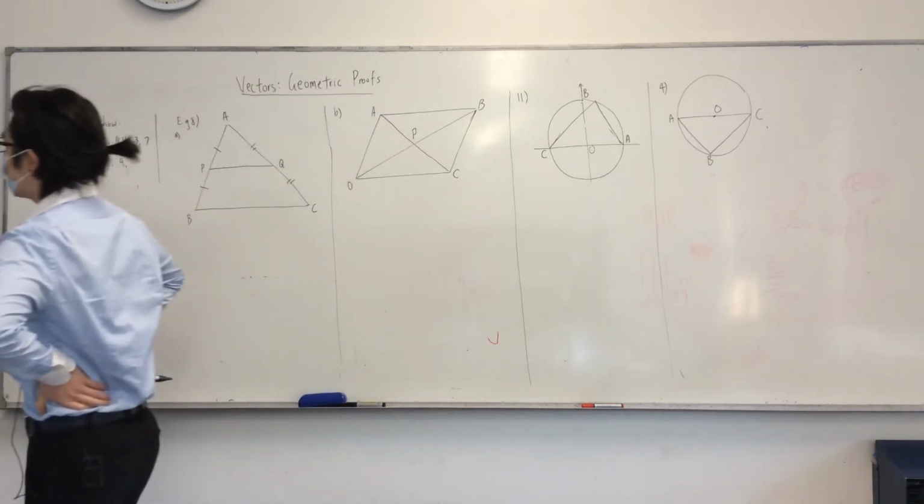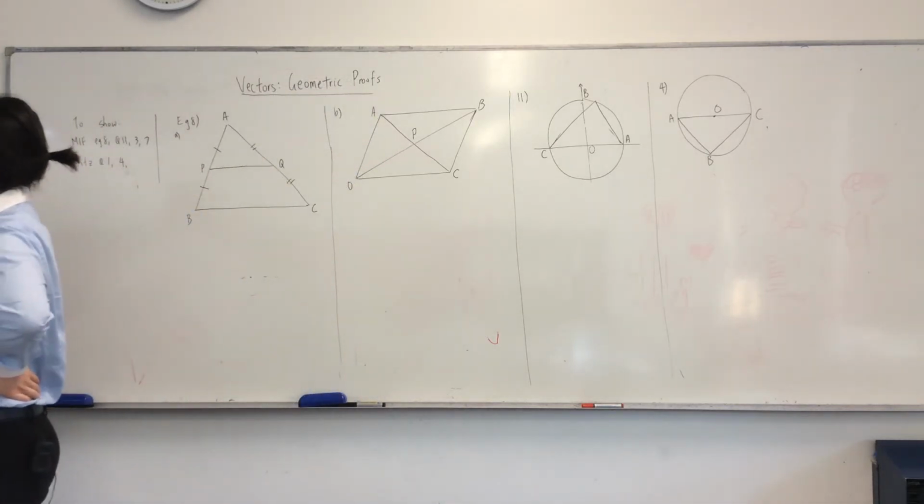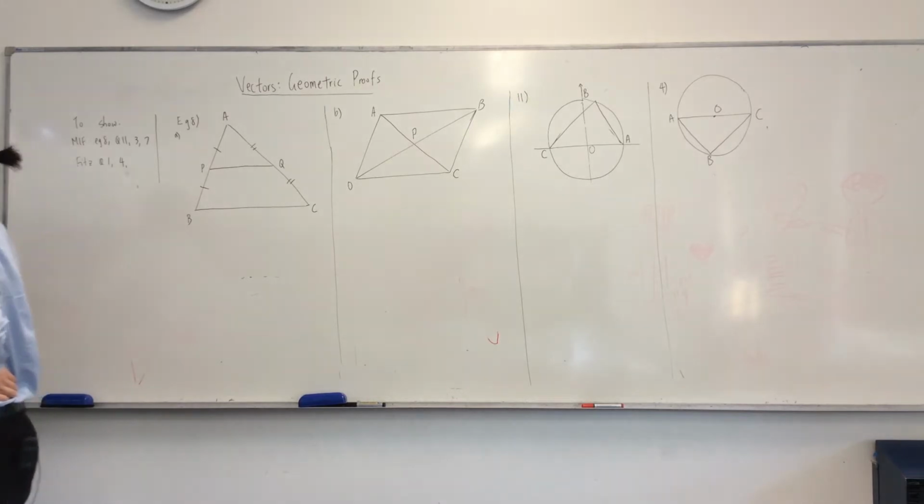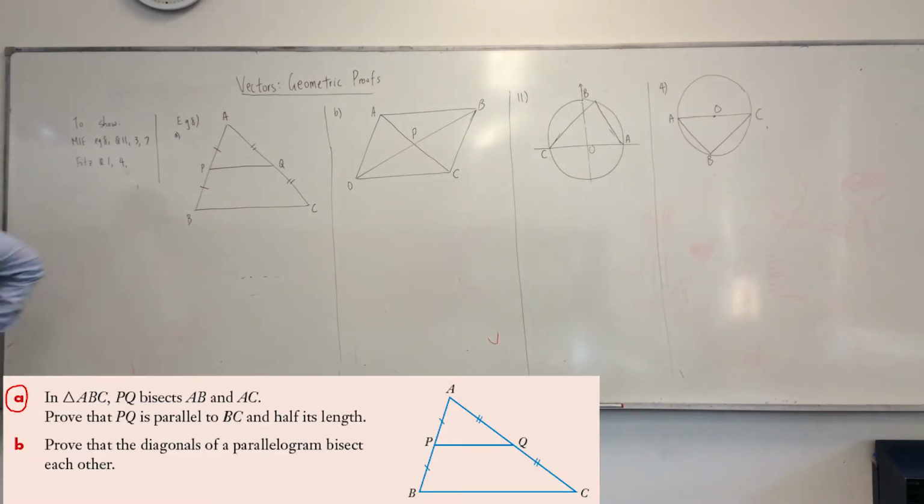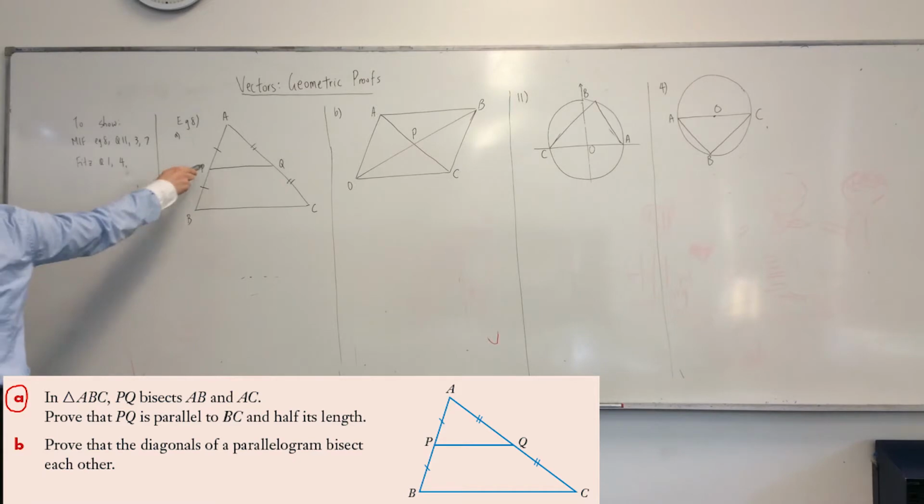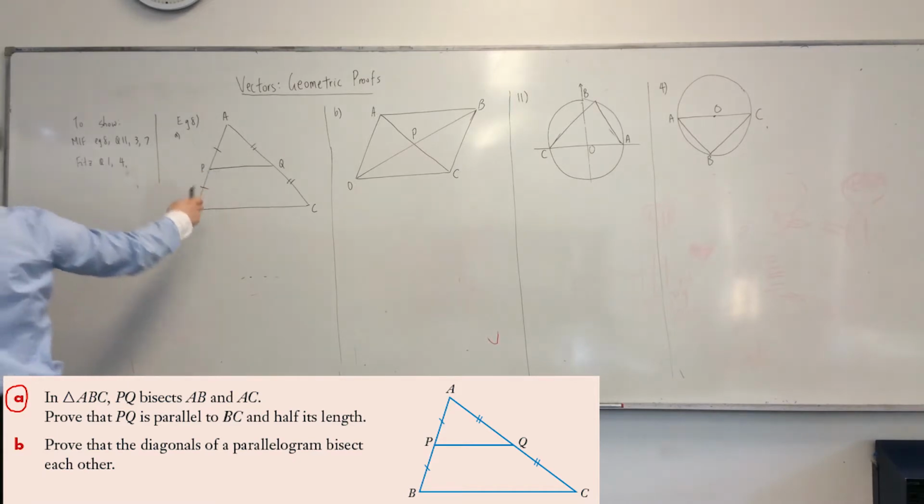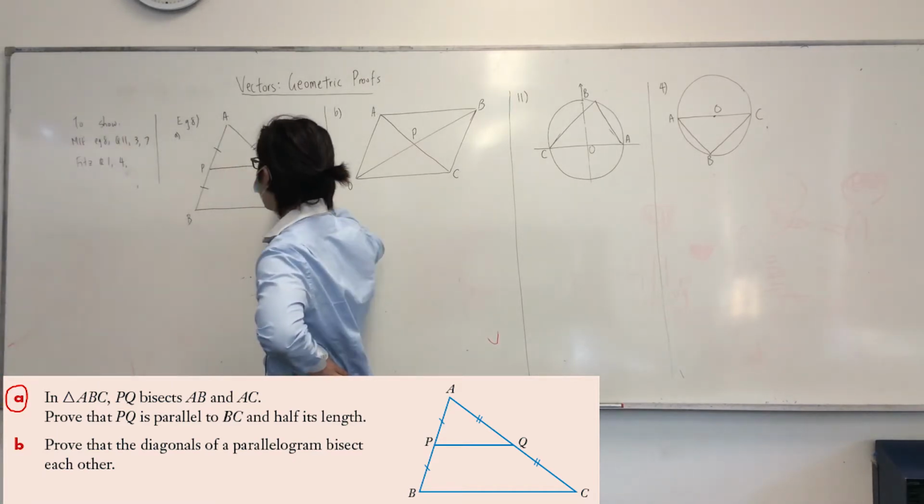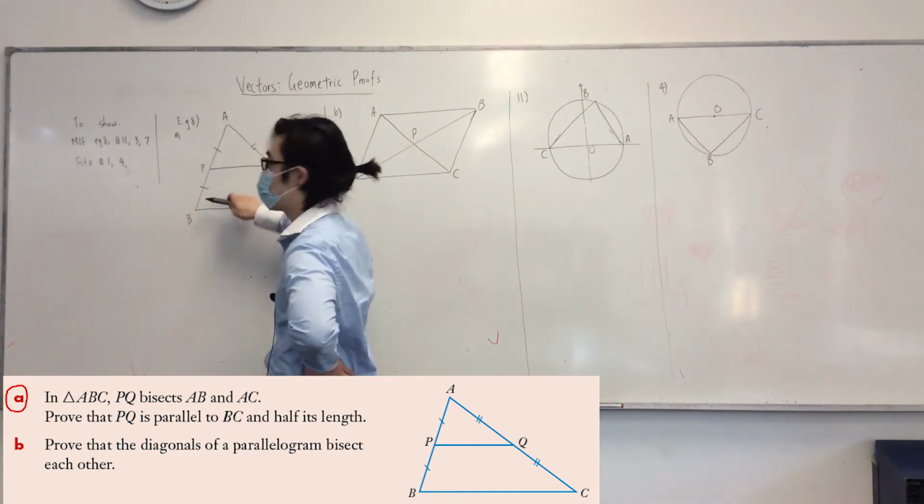So let's have a look at these examples that I wrote. I think they're pretty good examples to illustrate and they're good questions. So example 8, you've got triangle ABC, PQ bisects AB and AC. So that means this line cuts this length into 2 equal parts.